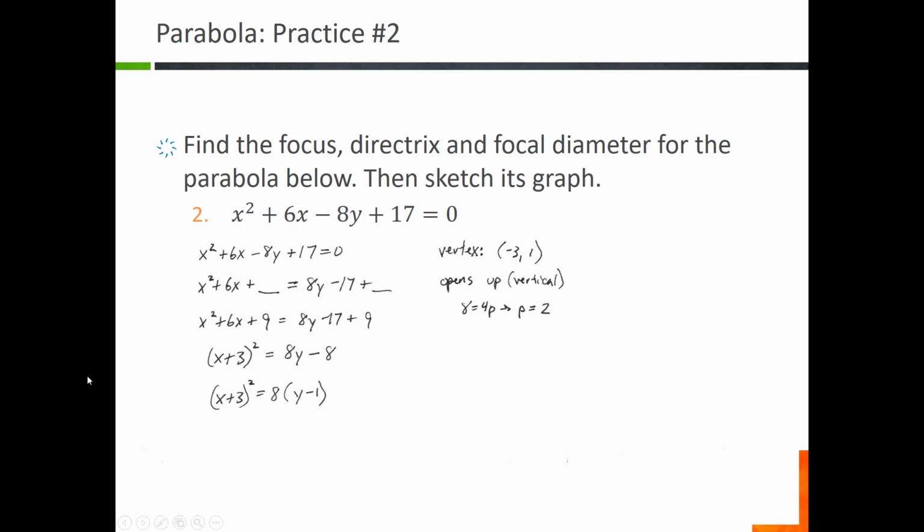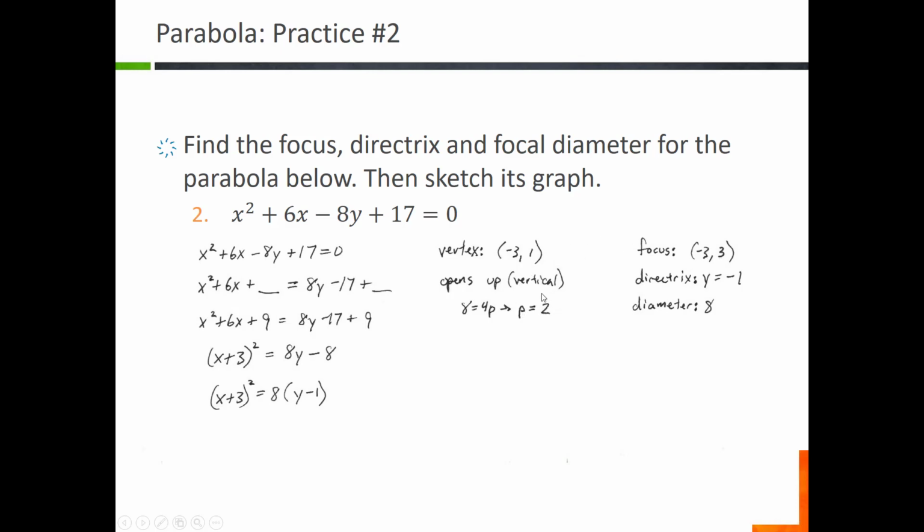Again, we know the 8 is, in our generic equation, where the 4p is located. So that means 8 is equal to 4p, which means p has to equal 2. From that, once we know p and the vertex, we can find the focus, the directrix, and the focal diameter. So since the graph opens up, the focus has to be 2 units above the vertex. So it's going to be at (-3, 3).